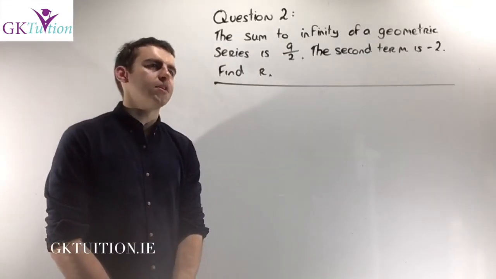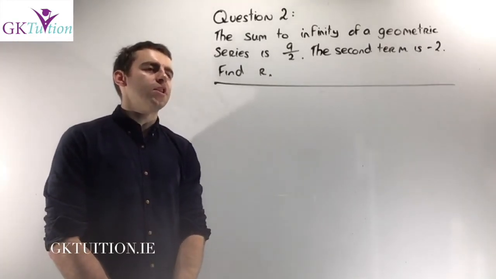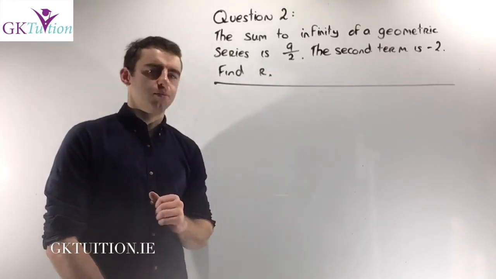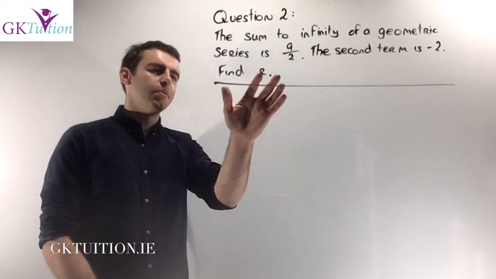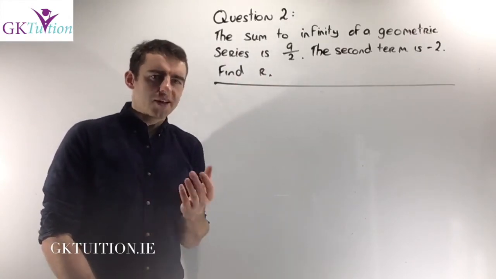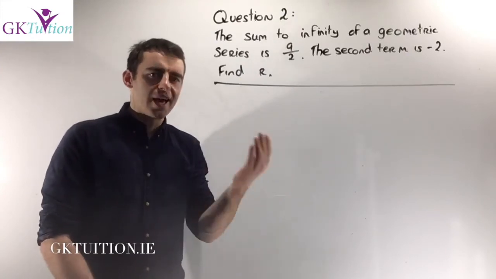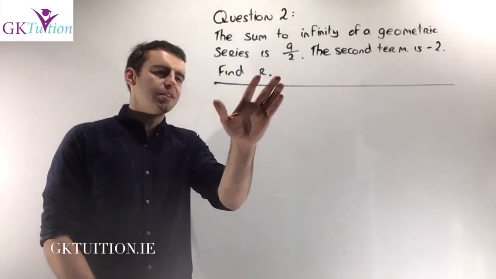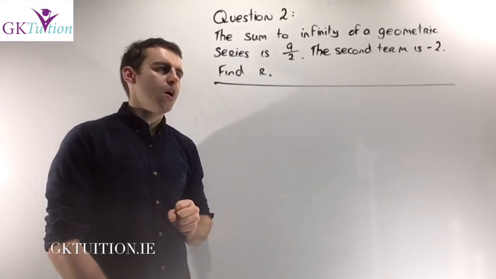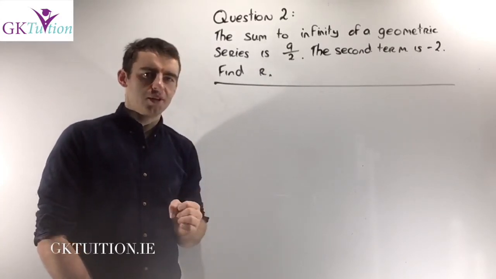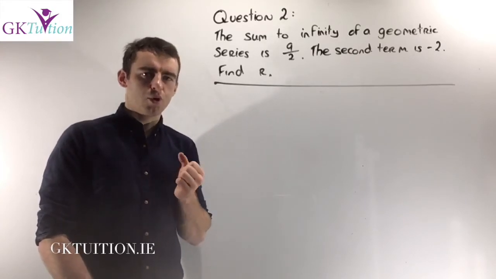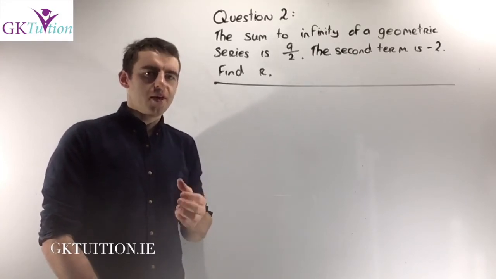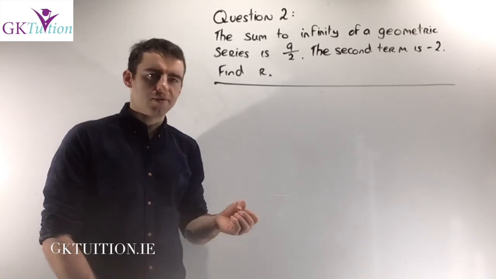In the second question, I told you the sum to infinity of a geometric series is 9/2. And I told you the second term is -2. We can use this information to find r. In fact, we can actually use this information to find a and to find r. But in this case, it's only asked you to find r. I've given you 2 pieces of information. And with each piece of information, you should be able to come up with an equation in a and r. Then I'll have 2 equations in a and r, and I'll be able to find the value of a and the value of r.